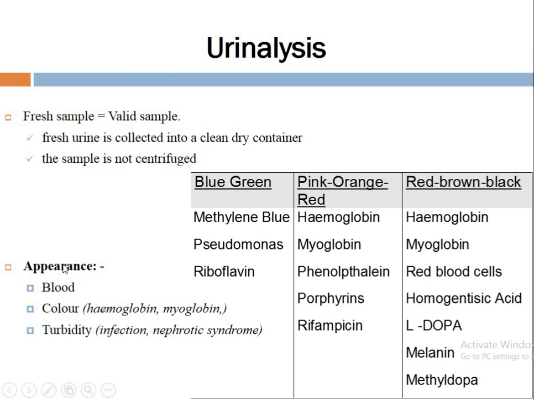Appearance, like I just told you, if there is blood in this, red in color, the presence of blood in the urine is known as hematuria. There may be the presence of hemoglobin that can also give a different color to it. The presence of myoglobin can also give a different color to the urine.